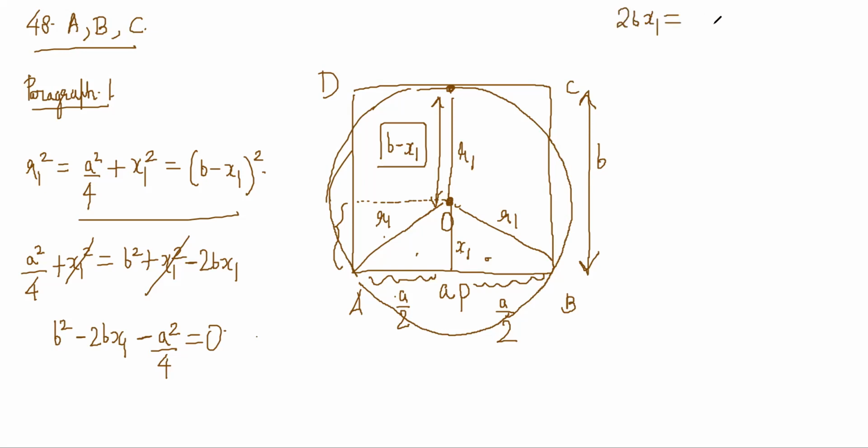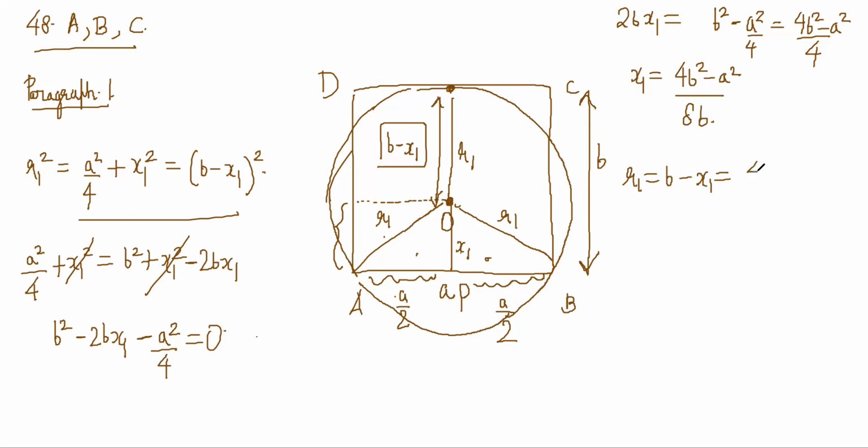2b x1 is equal to 4b square minus a square by 4, so x1 is 4b square minus a square by 8b. So r1 is equal to b minus x1. So it's equal to b minus 4b square minus a square by 8b. 8b square minus 4b square, so 4b square plus a square by 8b is equal to r1.